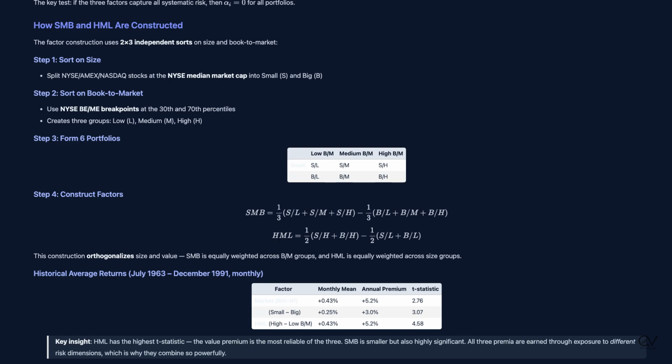SMB is the average return on the 3 small portfolios minus the average return on the 3 big portfolios. HML is the average of the 2 high book-to-market portfolios minus the 2 low ones. The beauty of this construction is that it orthogonalizes the 2 effects. SMB controls for book-to-market by averaging across all 3 BM groups, and HML controls for size by averaging across both size groups. This is why the correlation between SMB and HML is low.